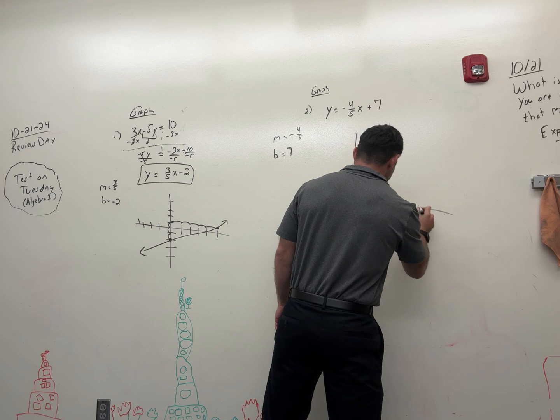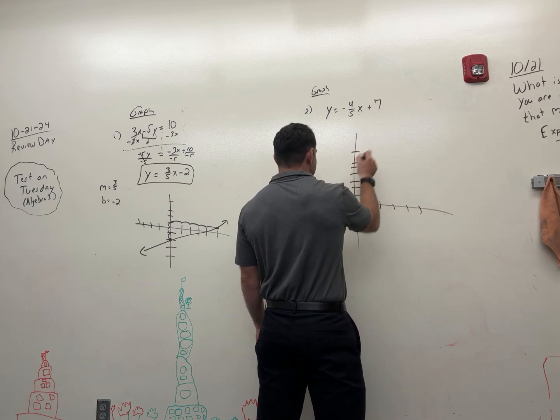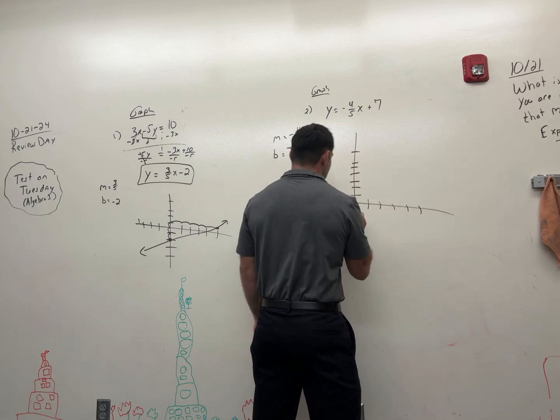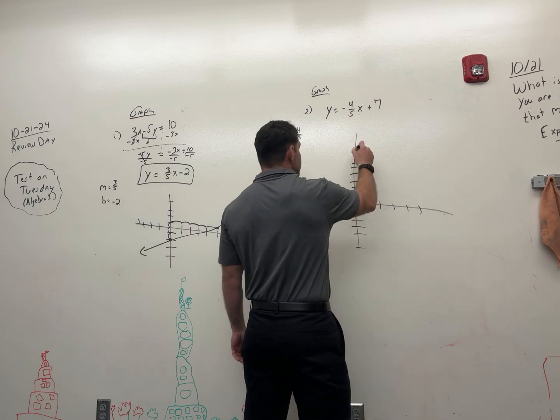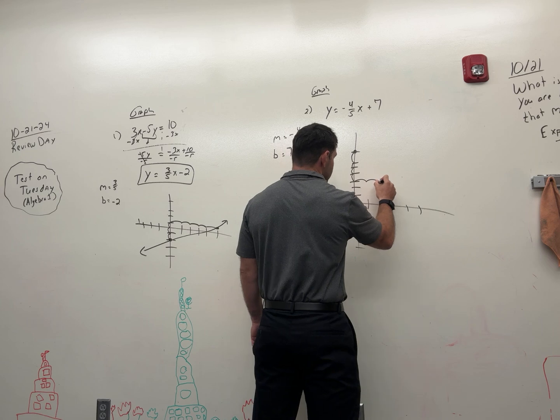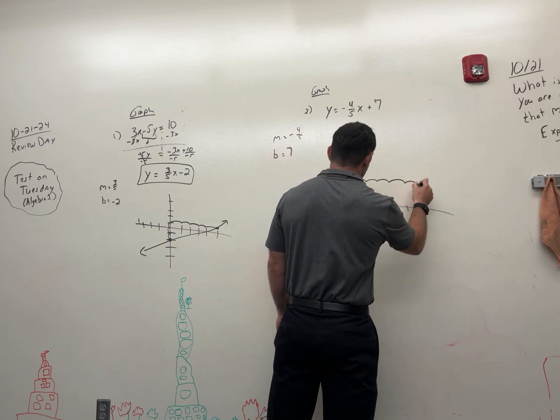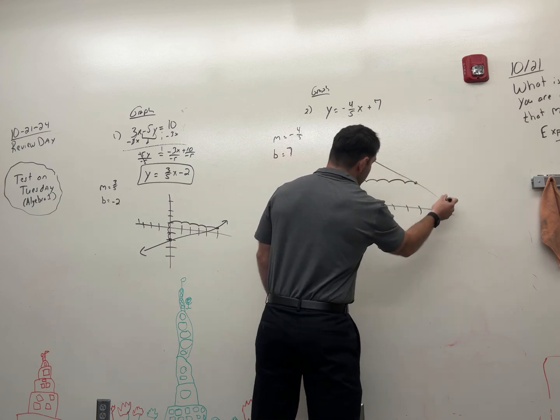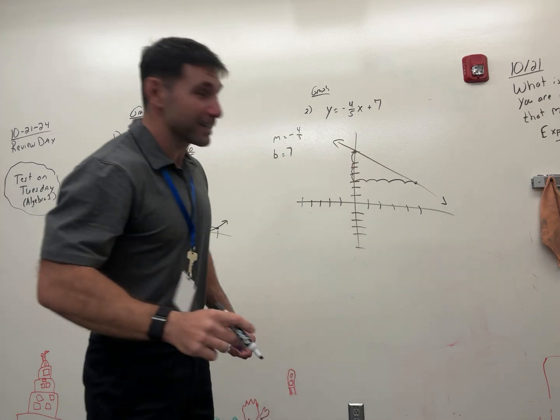Counting 1, 2, 3, 4, 5, 6, 7. So there's positive 7. Down 1, 2, 3, 4, over 1, over 2, over 3, over 4, over 5. Ooh. That was actually a pretty good straight line.